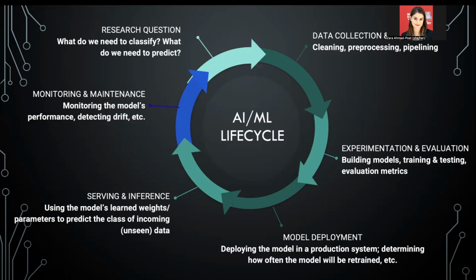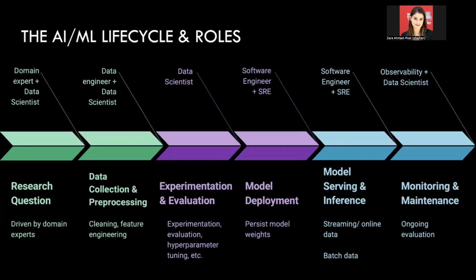After that is model deployment, where you basically take your model and then you plop it into a production system. It has to live somewhere, and then you're also going to determine how often that model is going to be retrained. After that, we have serving and inference. That's where you actually have some mechanism that can call your model and then generate new predictions or new classifications or do something useful with that model. After that, we have monitoring and maintenance, where we check our model's performance. We make sure we can detect drift, all of those things.